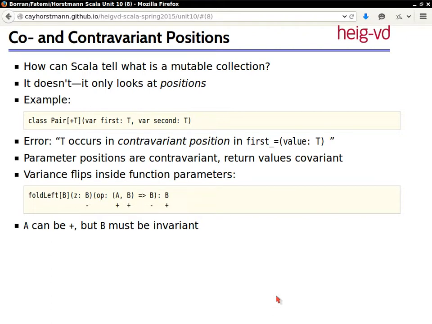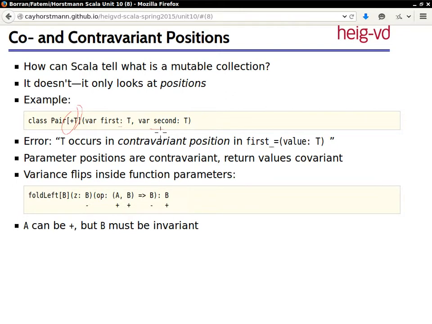So when it looks to see whether to allow or to disallow a certain method, it looks at the positions of the type parameters. It looks at any old method and sees whether the type parameters occur in what's called covariant or contravariant positions. So let's look at a simple example. Let's suppose I design a pair class, and I say I want it to be covariant, but then I make first and second as vars. So now it's a mutable pair.